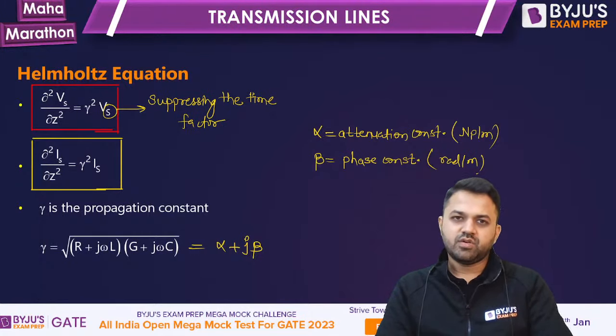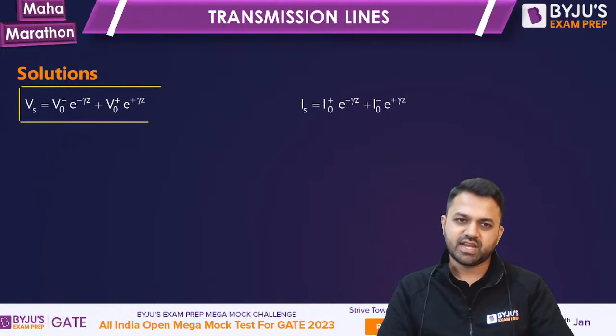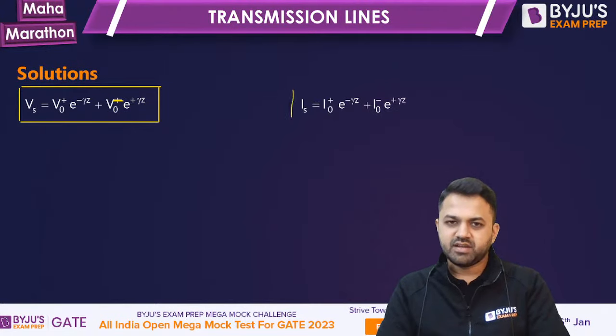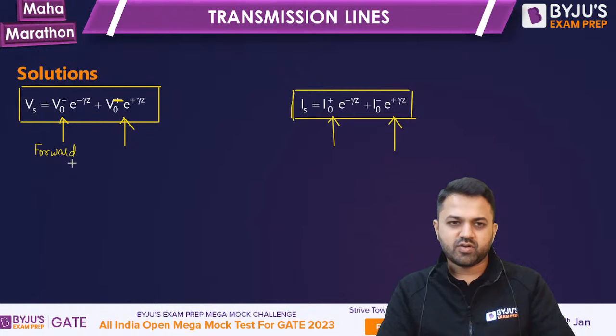Is it clear? Now when we calculate the solution, we get this relation, Vs as a function of z, because we have neglected the time factor. We will get Vs equal to V0+ e^(−γz) plus V0− e^(+γz). And similarly for current, Is as a function of z is I0+ e^(−γz) plus I0− e^(+γz). So this term gives you the forward traveling wave, and this term gives you the reverse traveling wave, right? So this is the forward traveling voltage wave.